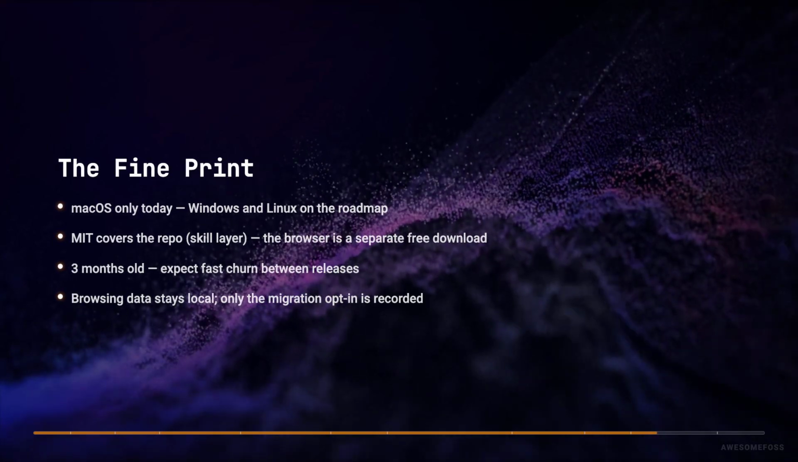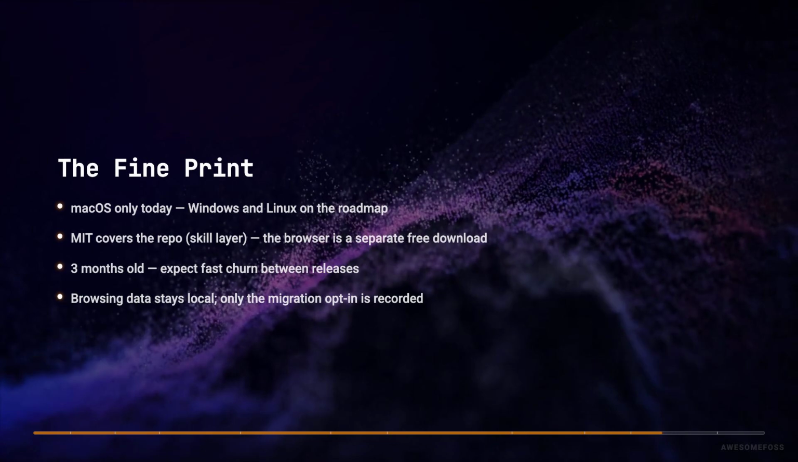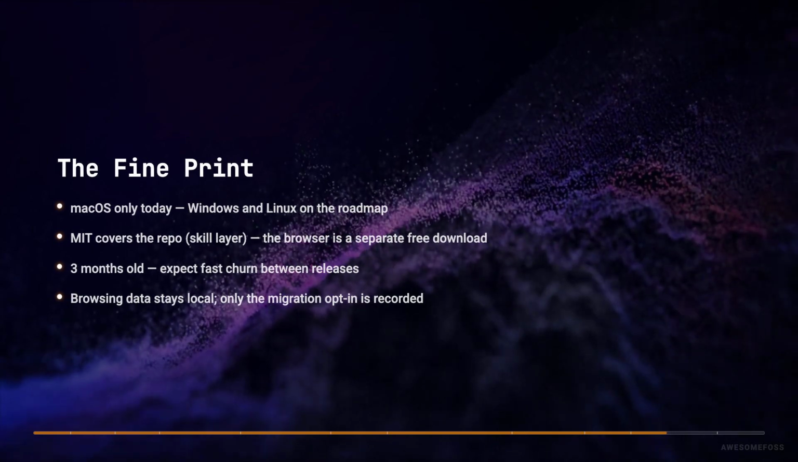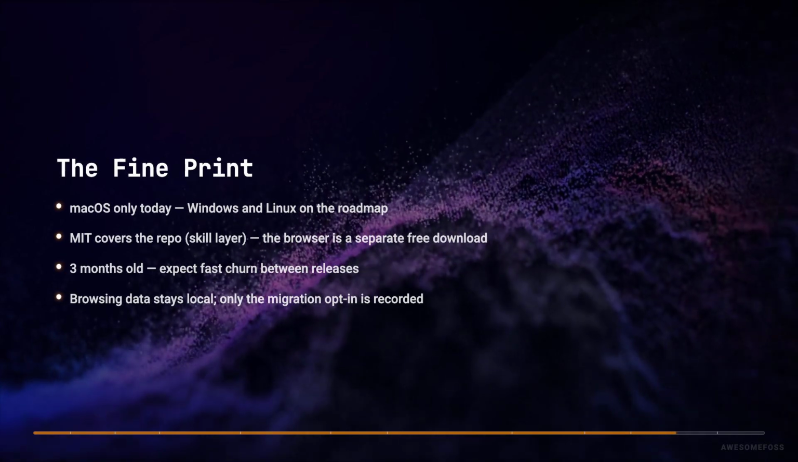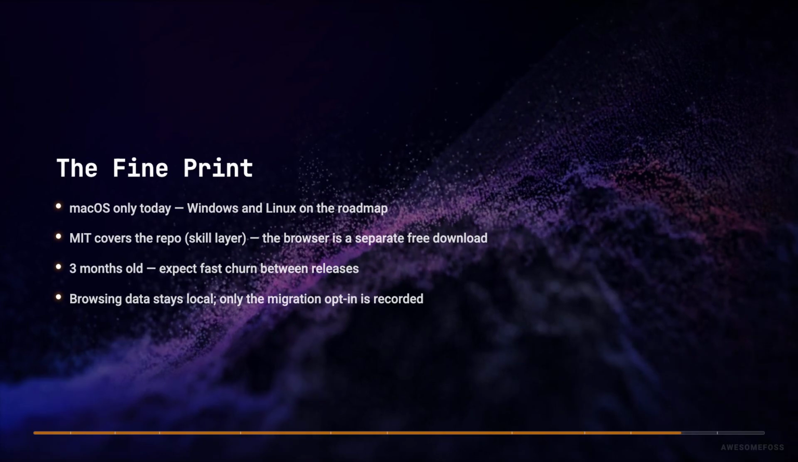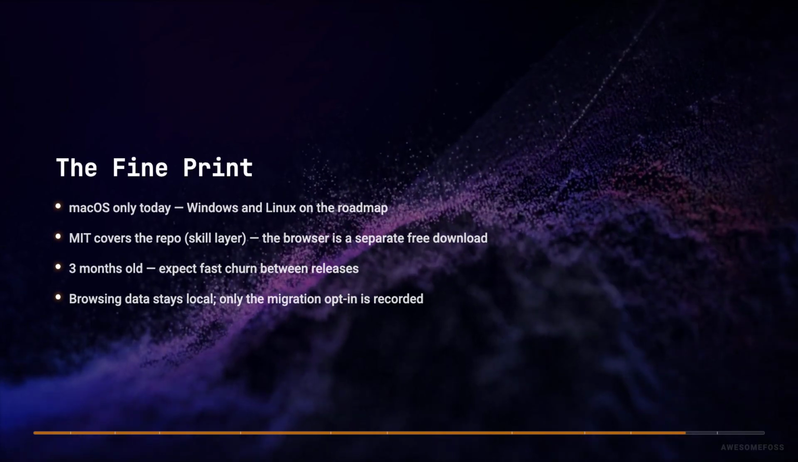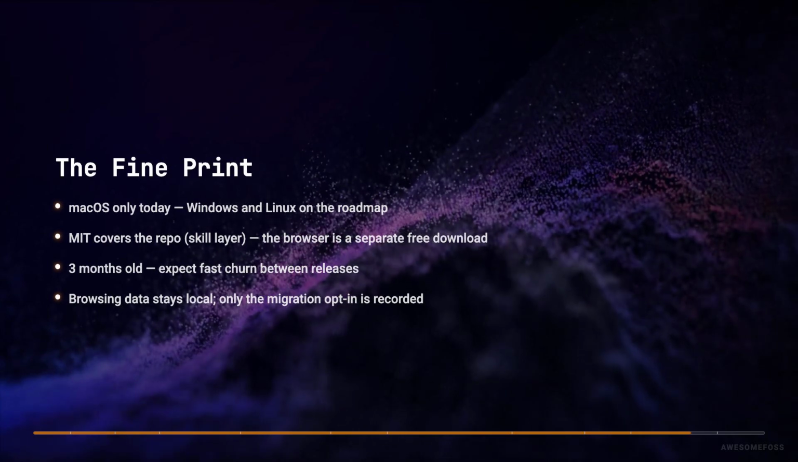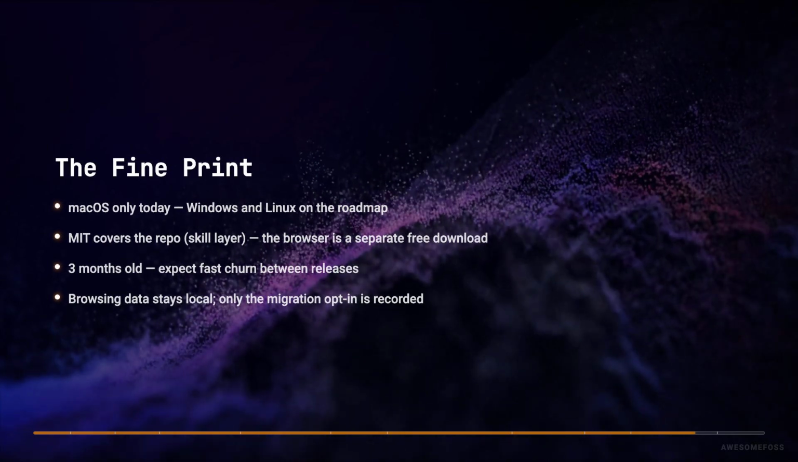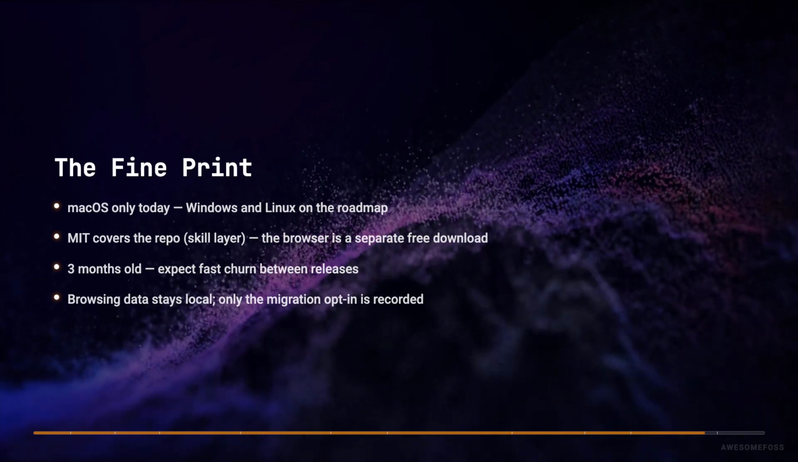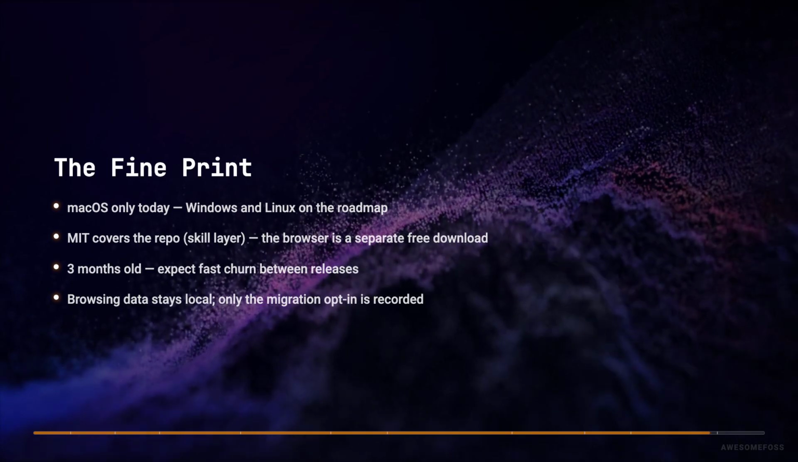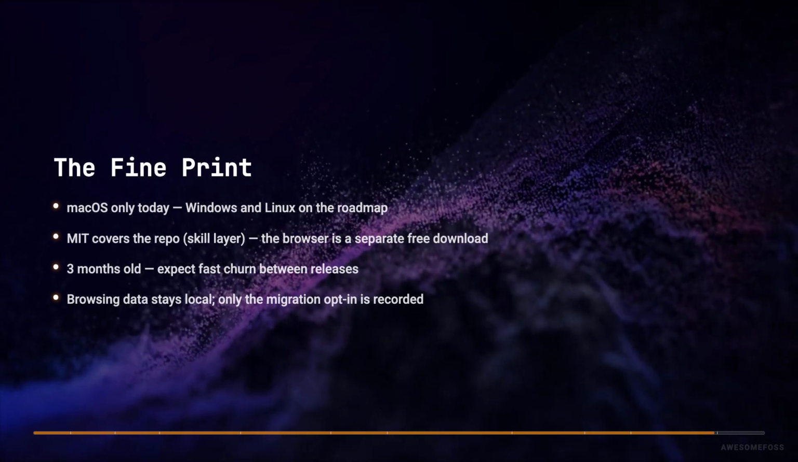Second, read the license line carefully. The MIT license covers this repository, which is the skill and connection layer. The browser itself is a separate download, free but not open source. If you came for a fully open Chromium fork, this isn't quite that. And third, it's 3 months old. The pace is impressive, but expect breaking changes between releases. On the plus side, browsing data stays on your device, and the only thing recorded is whether you opted into Chrome migration during setup.